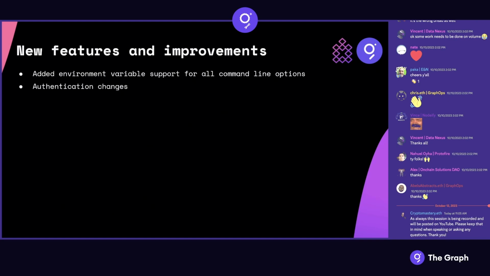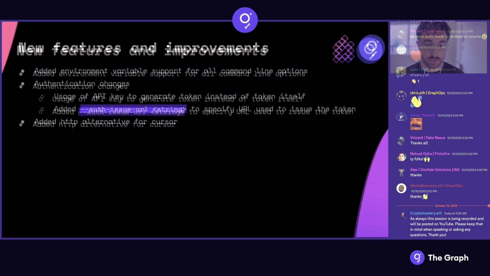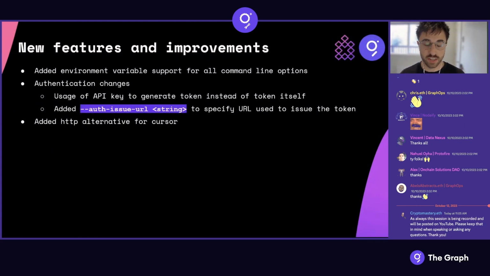We also made some changes to the authentication to the Substream servers. So the token generation can now be done using the API key instead of giving the token itself. The user can also specify the URL to use to issue the token with the issue URL command line option. There's also now an alternative to the file cursor with the possibility to give a URL to the cursor path command line option to specify where to fetch and store the cursor content.